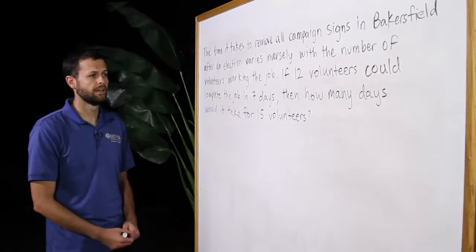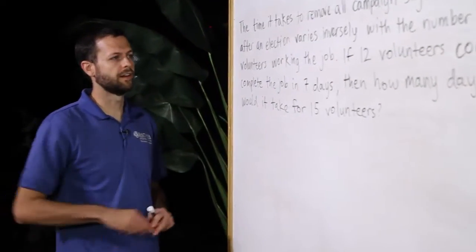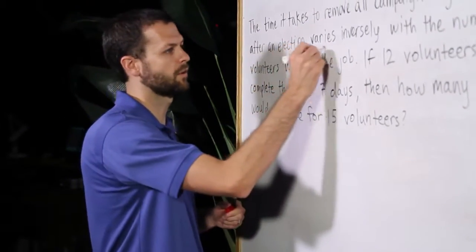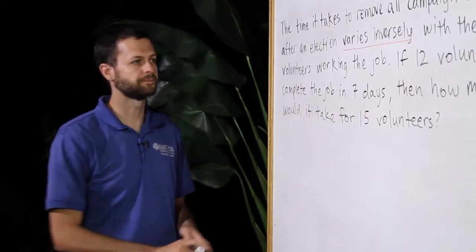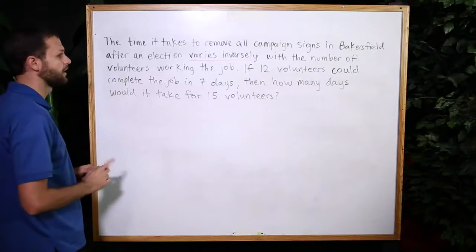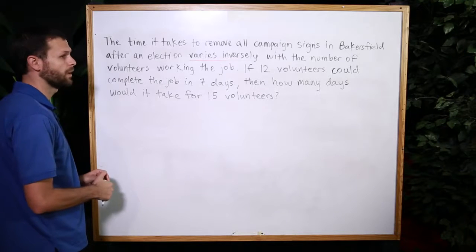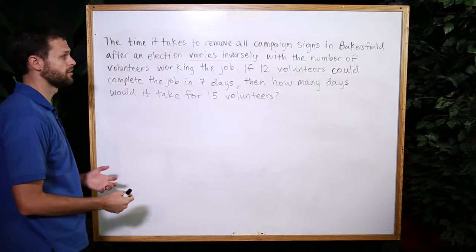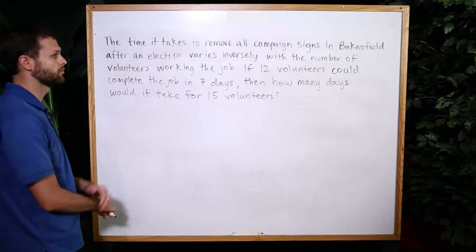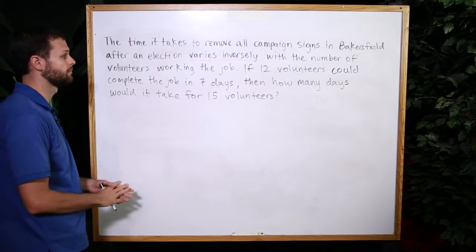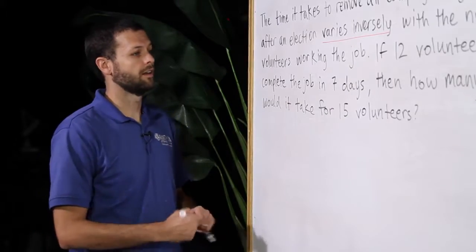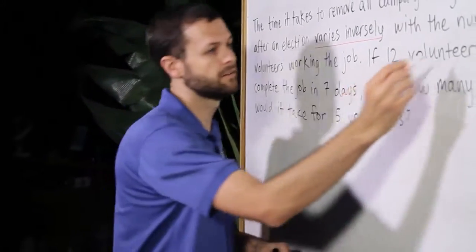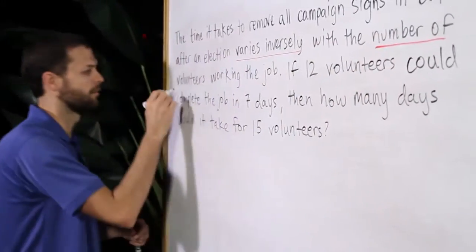All right. The key phrase here is varies inversely. So I'm going to underline that just so we remember what it is that we're dealing with. All right, in any variation problem, we have what's called a constant of variation. I need to choose some variables to represent some of the quantities that I'm dealing with. One thing I know that I'm dealing with are the number of volunteers. I'm going to underline that so that I remember.